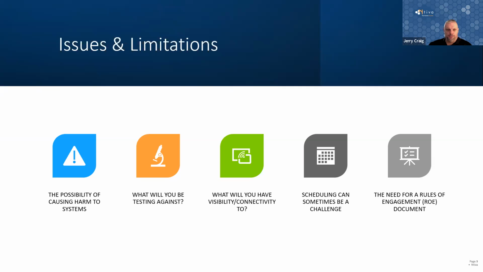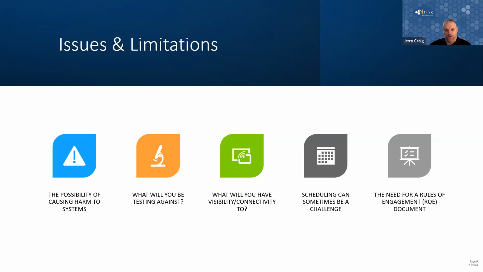And then quickly, some of the issues and limitations. You could cause harm to systems. You have to know what you're going to be testing against. You have to know what visibility and connectivity you'll have. Scheduling can be a problem because a lot of times people want you to schedule off hours to not impact or potentially impact people and their work. But remember, that's less accurate than what would really be happening in a real world scenario.